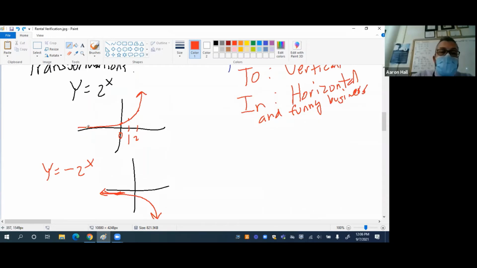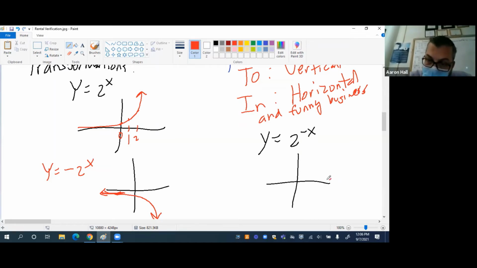How would I do a horizontal flip? I want to take this graph and I want to do a horizontal flip. Would you do 2 to the negative x? 2 to the negative x. Yeah, we're going to do something in the function. We want it to be horizontal. We're going to do something in the function to get a horizontal flip. So I have y equals 2 to the power of negative x, and then that's going to give me a graph that looks something like this. Is this still exponential? Yeah.